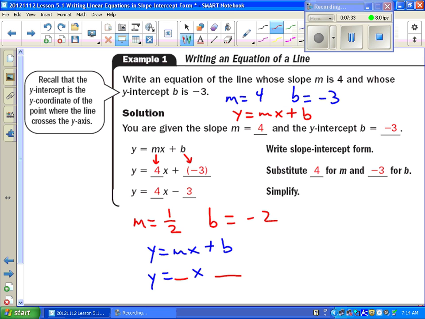So we have our values. m's value is 1/2, so in place of m, we're just going to plug in 1/2. And then we have b's value, -2. So in place of b, it's plus b, and it's plus a -2, which is the same thing as -2. So the equation in this case would be y equals 1/2 x minus 2.